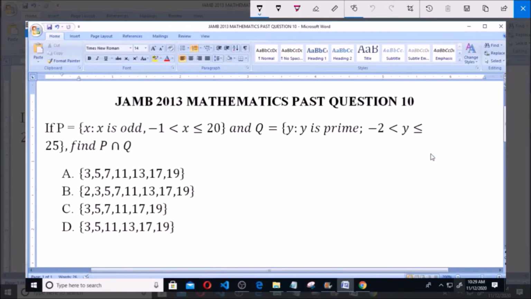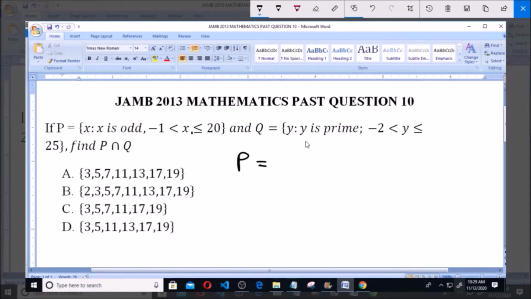If P is equal to X, and X is odd, ranging from -1 is less than X, which is less than or equal to 20, and Q is a set of Y, and Y is a prime number, ranging from -2 is less than Y, which is less than or equal to 25. Now we have to find what P intersects Q.